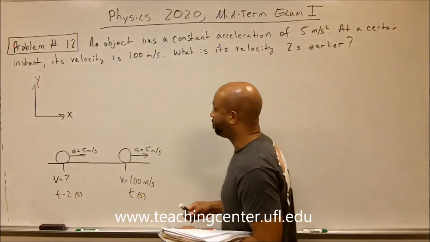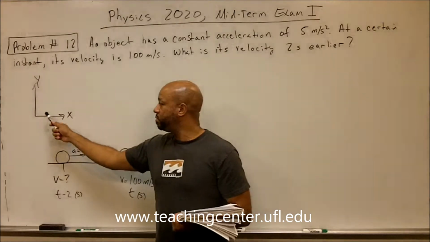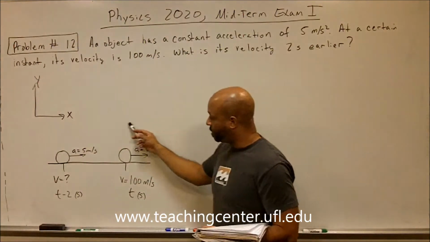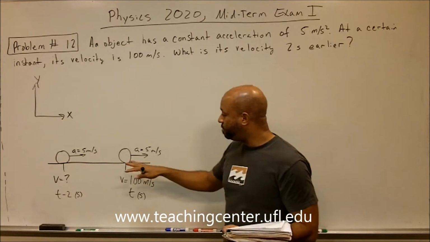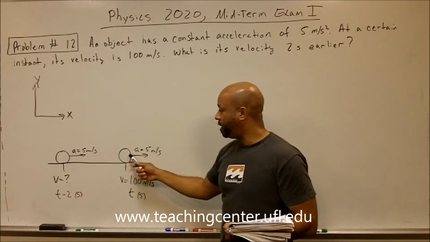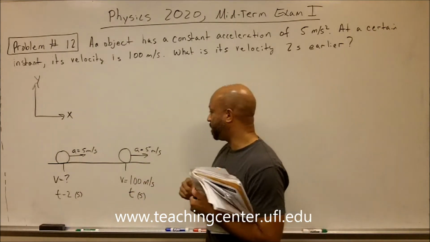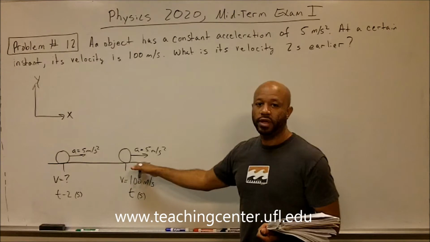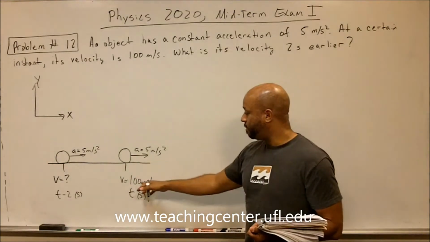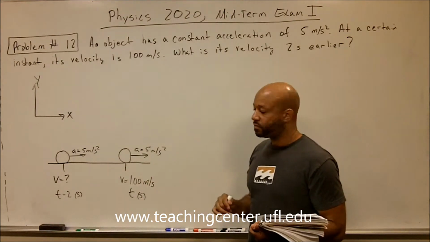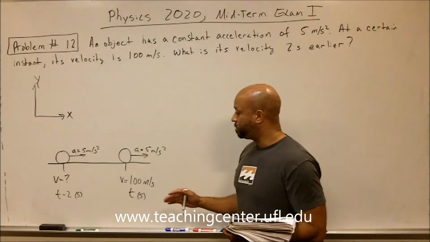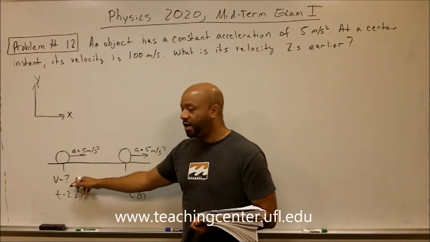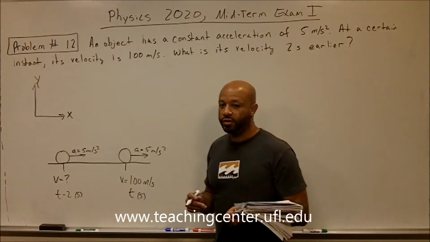Okay, and so I've set up my coordinate system where we have the positive x direction in this way, positive y direction going that way, and a little illustration of the problem statement. So we've got an object, and its acceleration, they say, is constant, which is 5 meters per second squared. They're saying that at one instant, sometime at time t, the velocity is 100 meters per second. And they said 2 seconds earlier, so we can write that as t minus 2. The velocity is undetermined. That's what we're trying to find, okay?